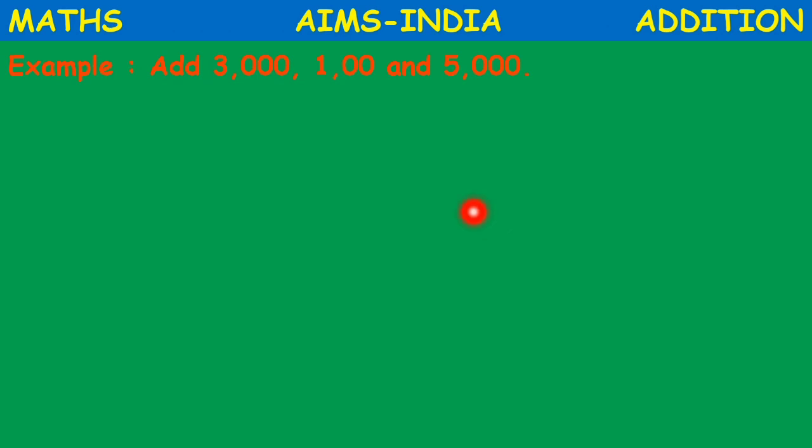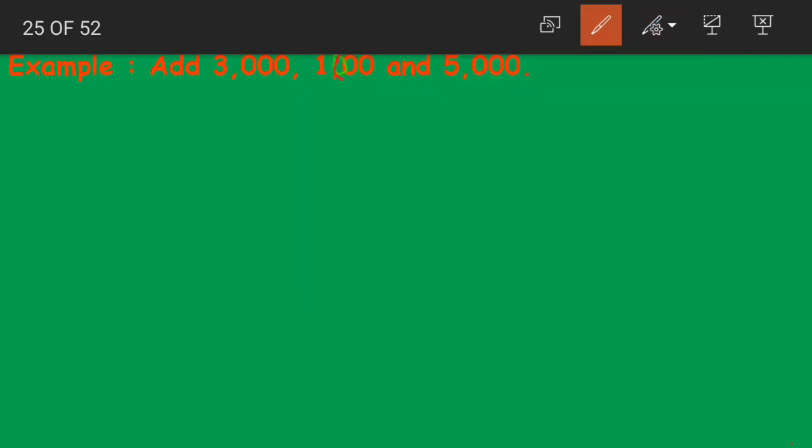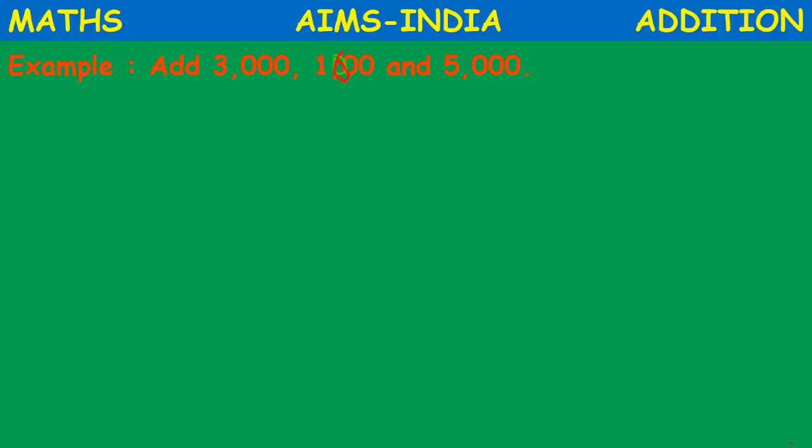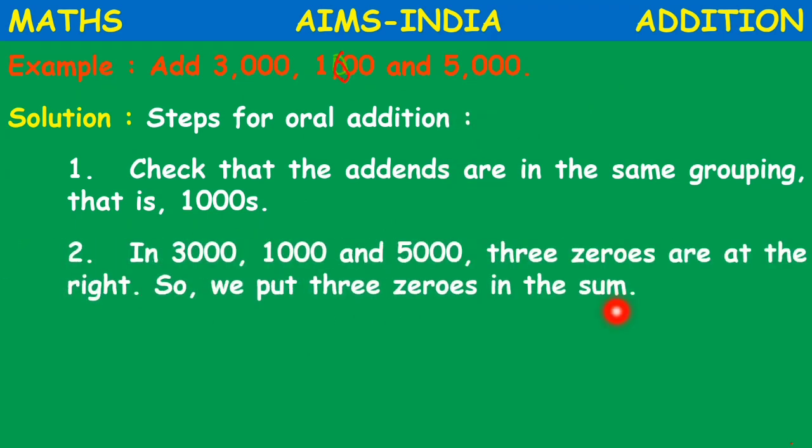Another example. Add 3000, 1000 and 5000. Again, what will the first step be? Check the addends are in the same grouping, that is thousands. Yes, children, all the 3 numbers are thousands. See, how are we reading it? 3000. The next number 1000. The last number is 5000. So all the three numbers are thousands.